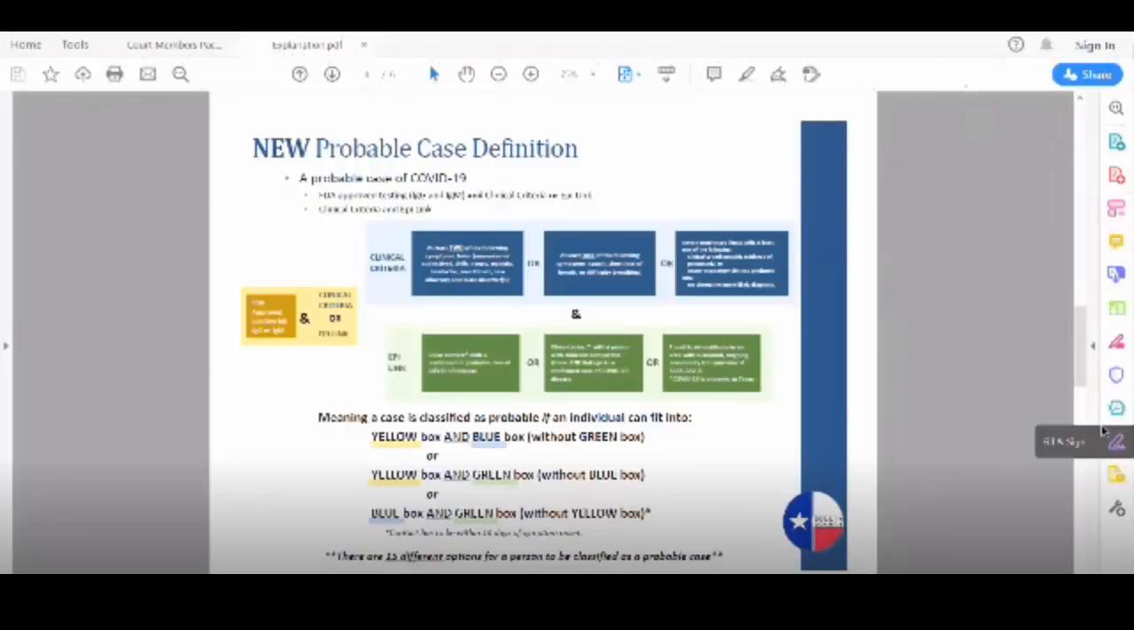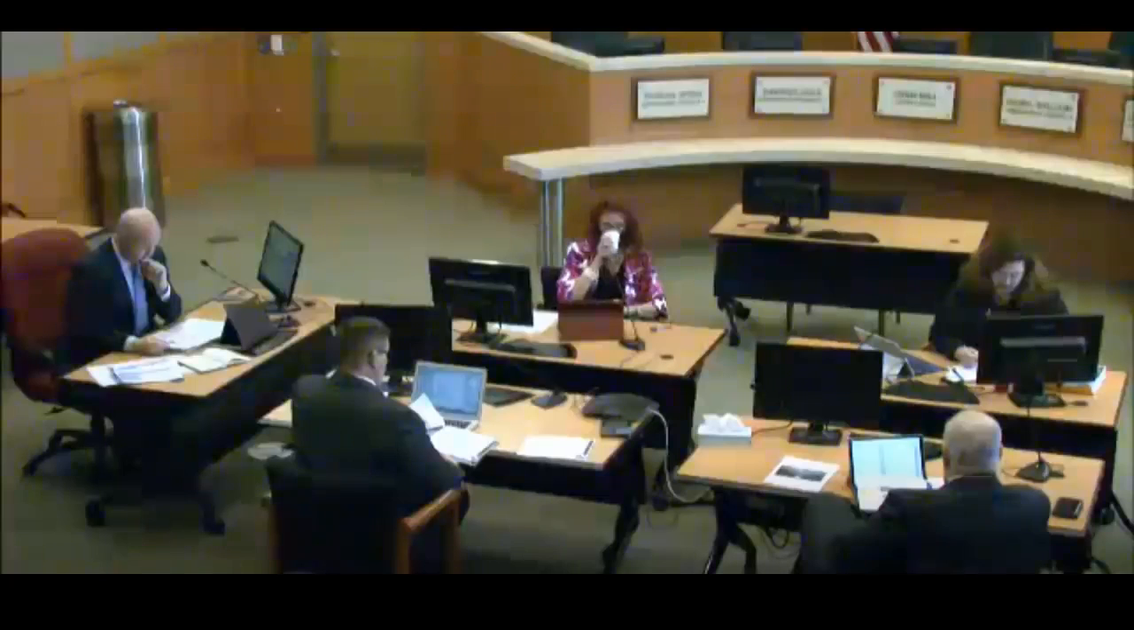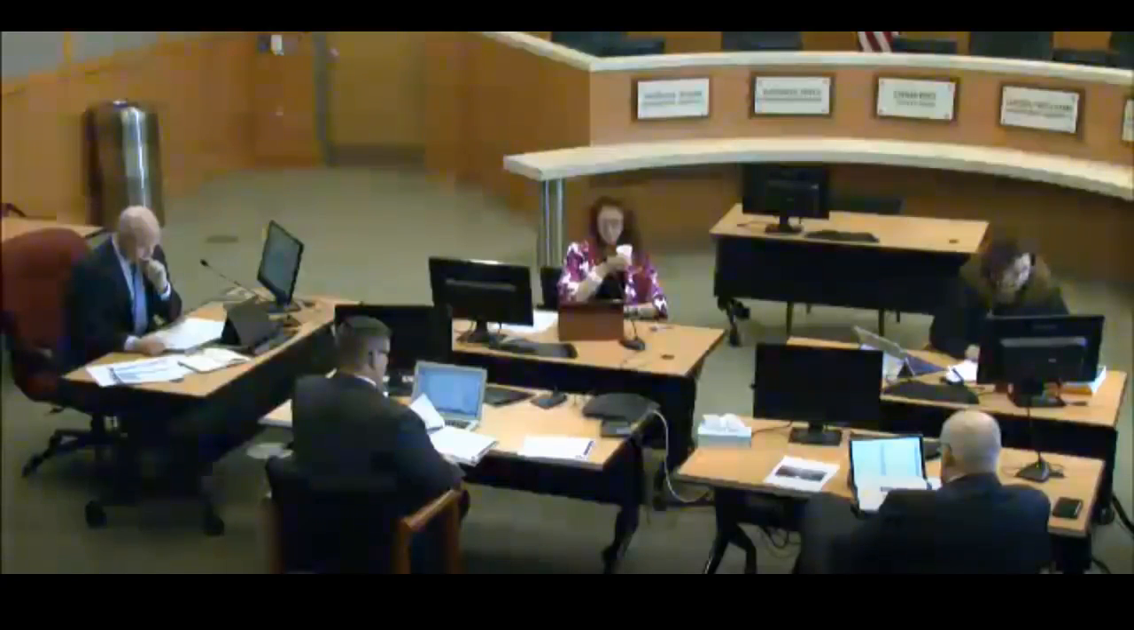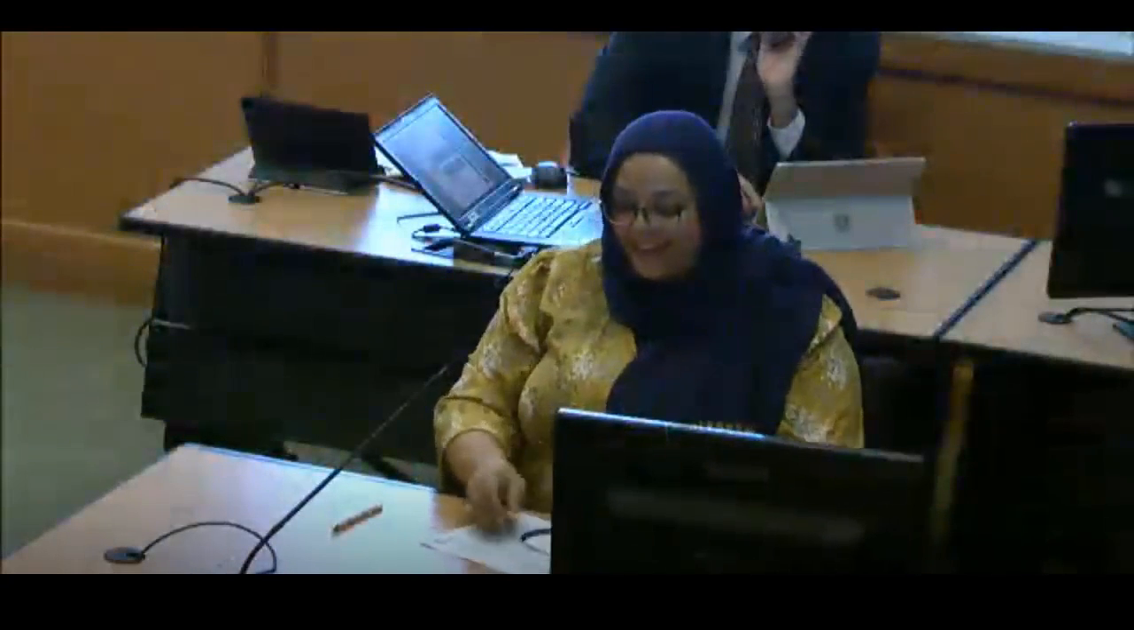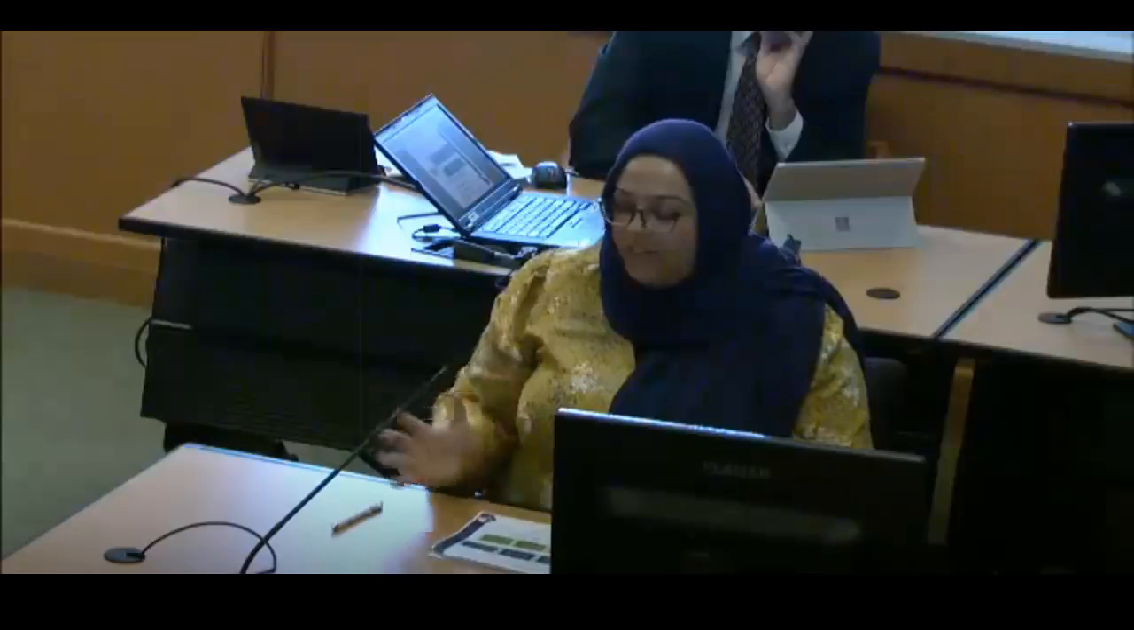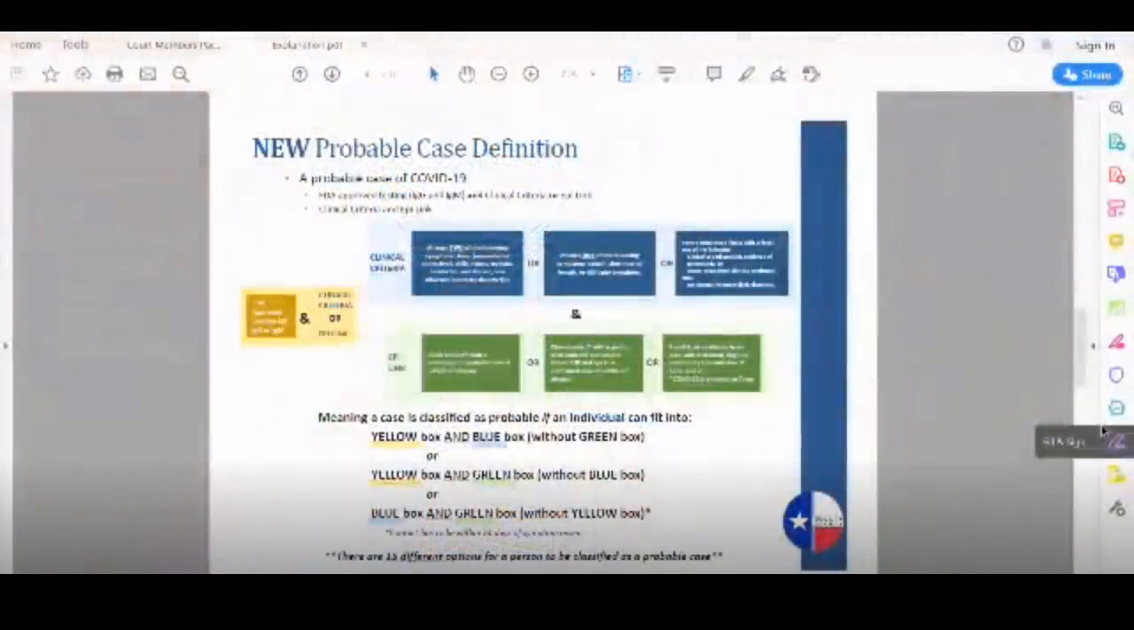Can I just ask a quick question? Back on the previous page, the new probable case definition with FDA-approved positive lab with or without symptoms, do you also have to have the positive lab along with close contact, or is the close contact with confirmed or probable cases a separate identifying thing? So I'll explain this further. Okay. It's just an overview, it gets kind of confusing.